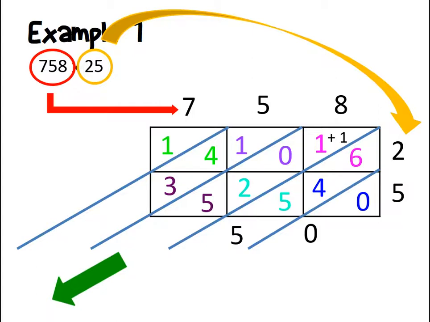1 plus 1 is 2. 2 plus 2 is 4. 4 plus 5 is 9. 1 plus 4 is 5. 5 plus 3 is 8. 1 plus nothing is 1. Final answer, 18,950. Let's do another example because this method is new.